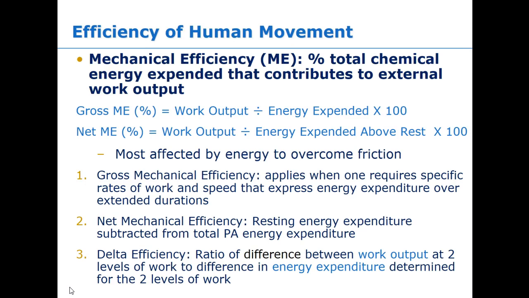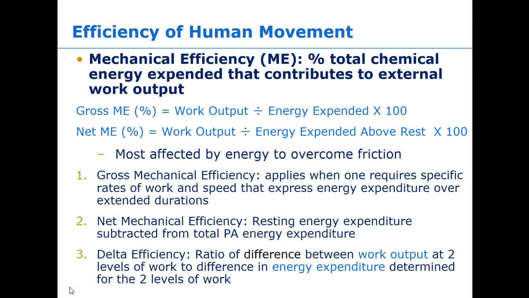Gross mechanical efficiency applies when someone requires specific rates of work and speed that express energy expenditure over extended durations. Net mechanical efficiency is resting energy expenditure subtracted from your total physical activity energy expenditure. And then we have something called delta efficiency, which is the ratio of the difference between work output at two levels of work to the difference in energy expenditure determined for the two levels of work. So let's clarify that for a second.